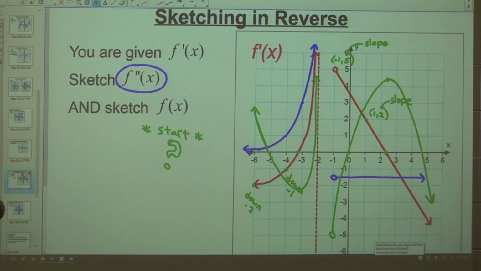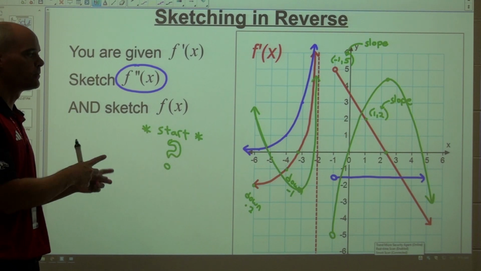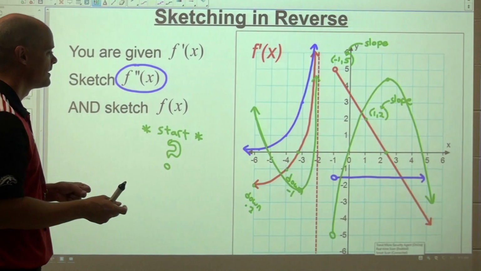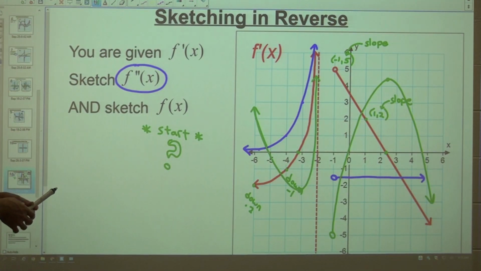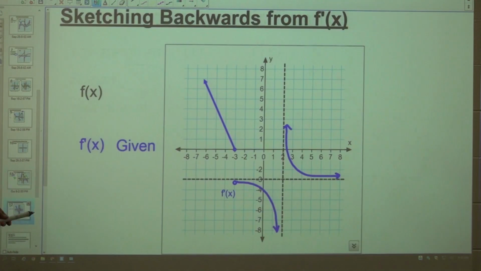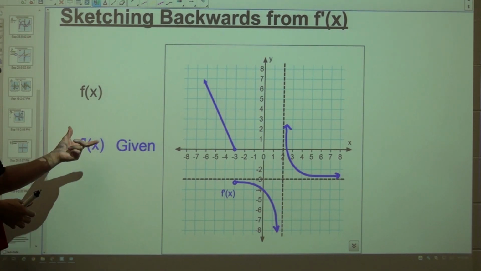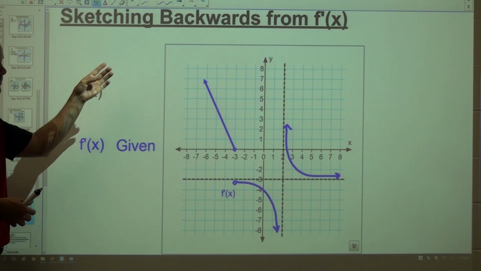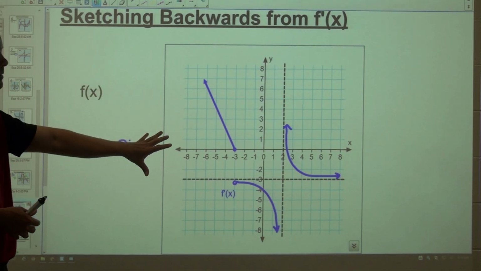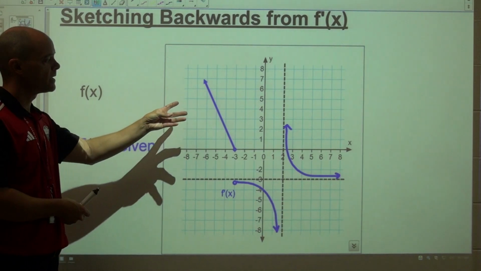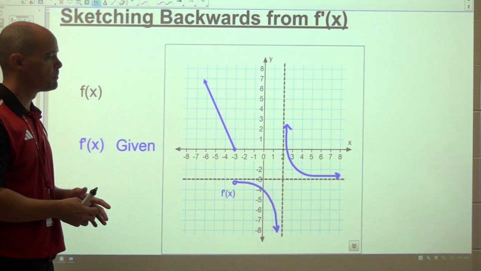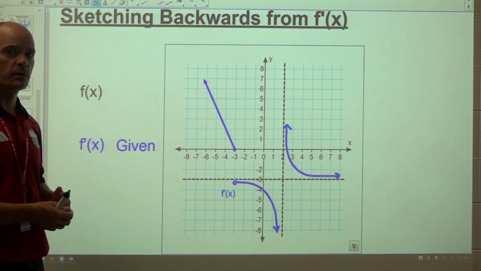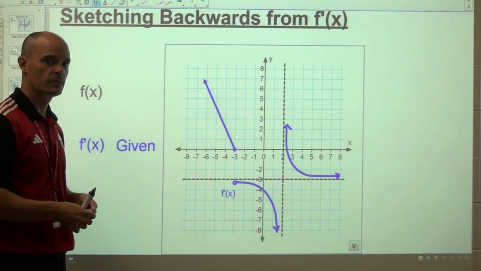It's very difficult to train your brain to think in reverse. So let's do one more. All right, last graph that I want you guys to sketch for today. This is the derivative. Sketch the original. These are values. This is the slope. I want you guys to try to go back and sketch the original graph. All right, pause the video, try it on your own, make a mess of it, and then you guys can come back and walk through it with me. All right, 3, 2, 1, pause.